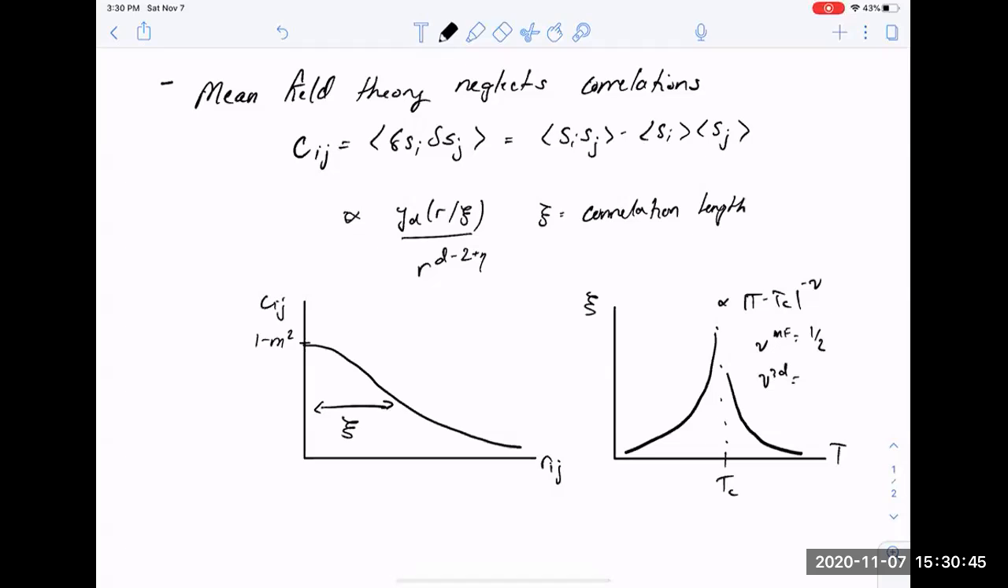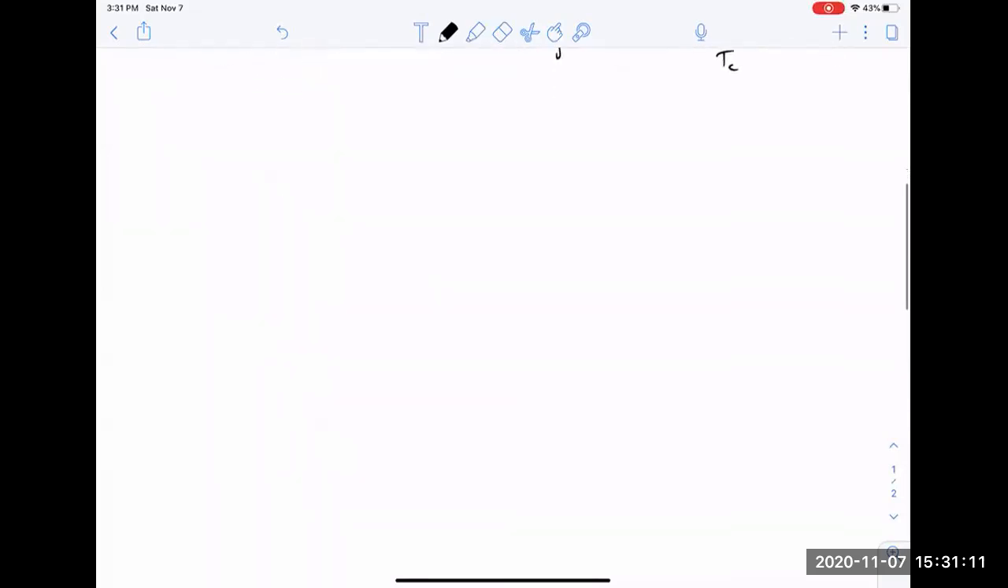in 3 dimensions, is 0.63. So indeed, this is what mean field theory is neglecting. It doesn't have a sense of correlated spins. And we saw exactly how to write down mean field theory in such a way that in principle we could correct for it. But those corrections, at least simple approximate treatments of those corrections, don't work.